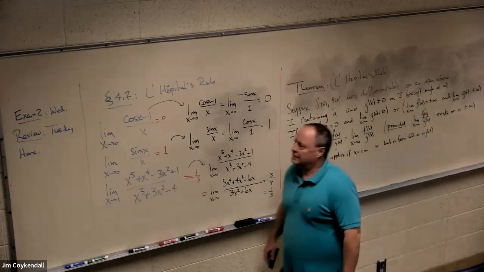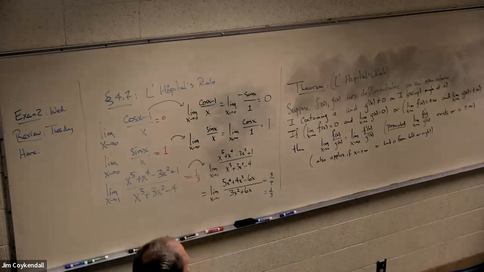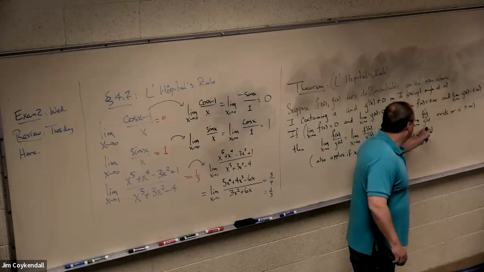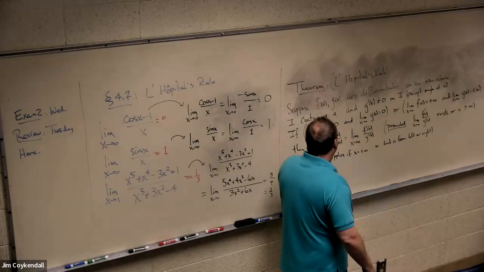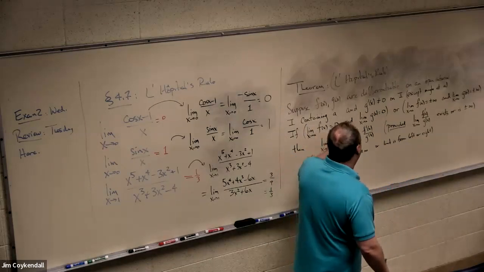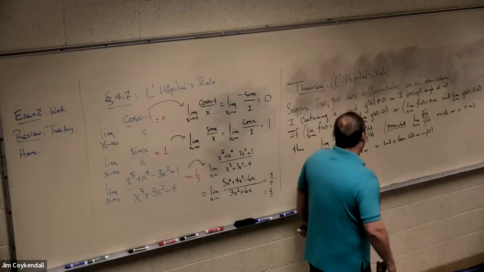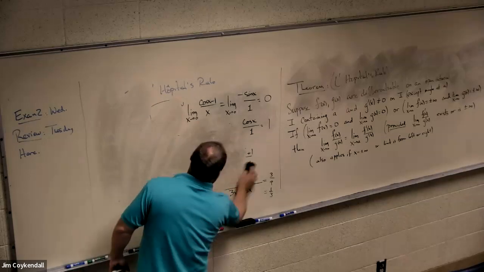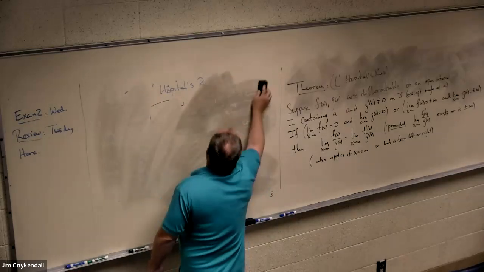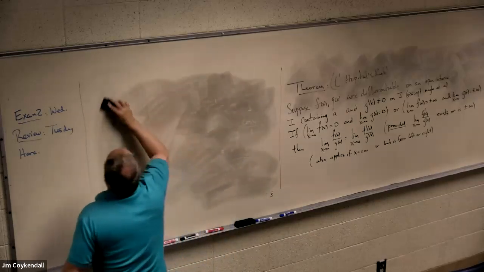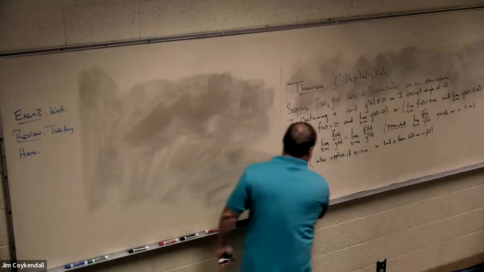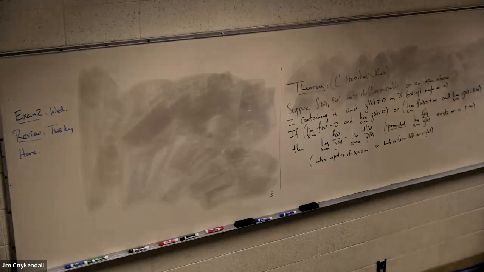Okay, so one of the things I'm going to do is let me illustrate what this little caveat is. This is kind of an easy rule. If it's 0 over 0 or infinity over infinity, then it applies. Okay, so this example.